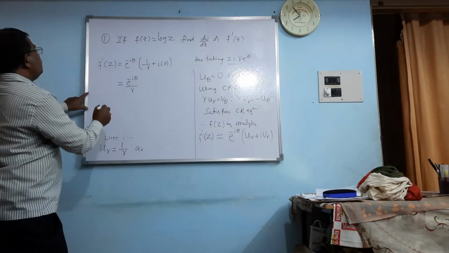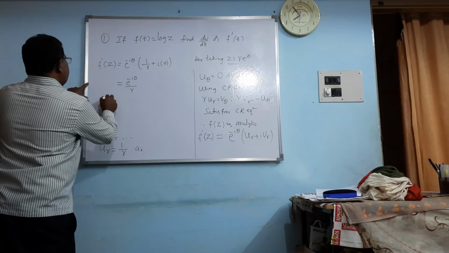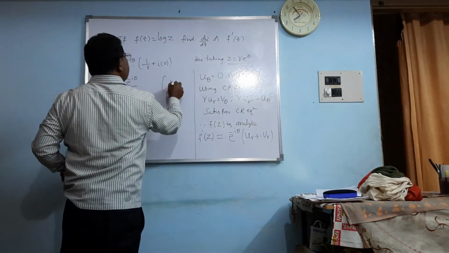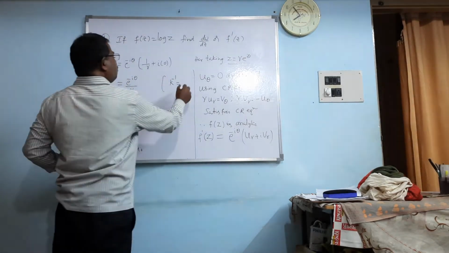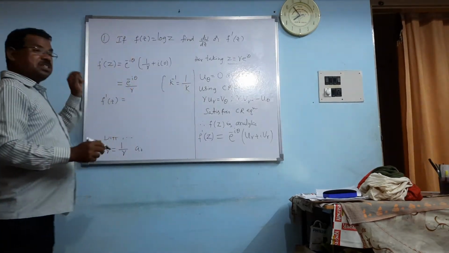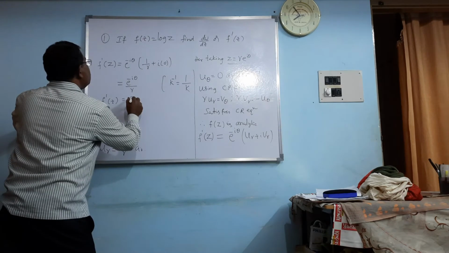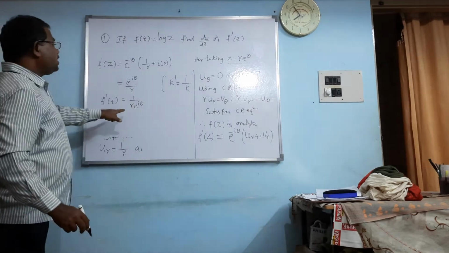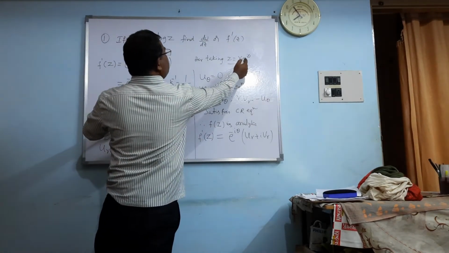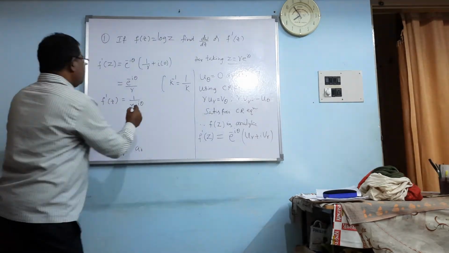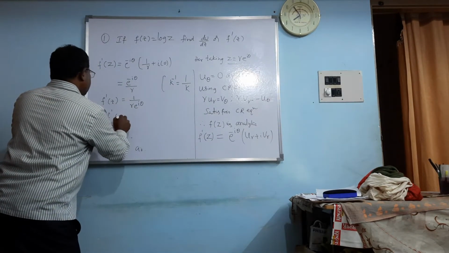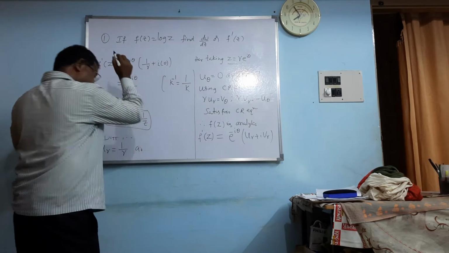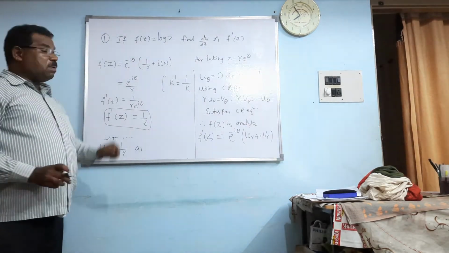Therefore, f dash z equals 1 by r into e to the power of i theta. What is r into e to the power of i theta? It is z. So f dash z equals 1 by z. This is the solution for this problem. Next, this completes this problem.